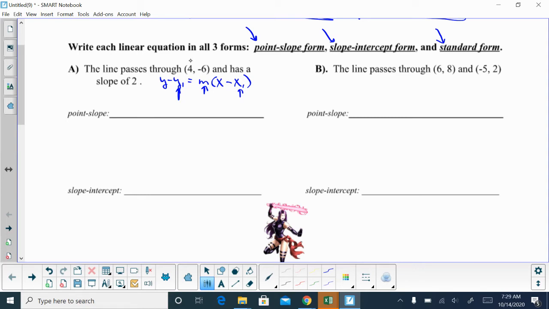So let's get started. I am going to call 4 x1 and designate -6 as y1, and my slope is 2. So that's the information I need. Now plug it into point-slope form. Using my formula, y minus, in this case, y1 is equal to m, 2, times the quantity x minus x1. And truly, we need to clean this up. Two negatives in a row: y plus 6 is equal to 2 times the quantity x minus 4. That is my point-slope form.